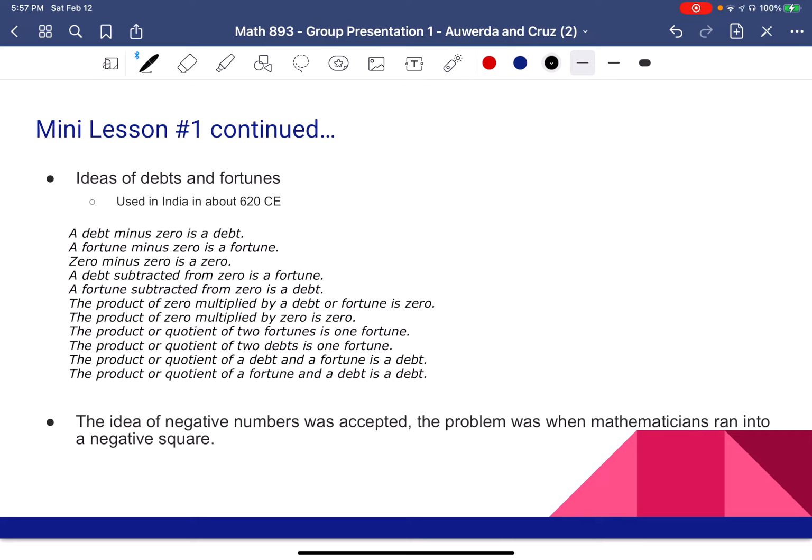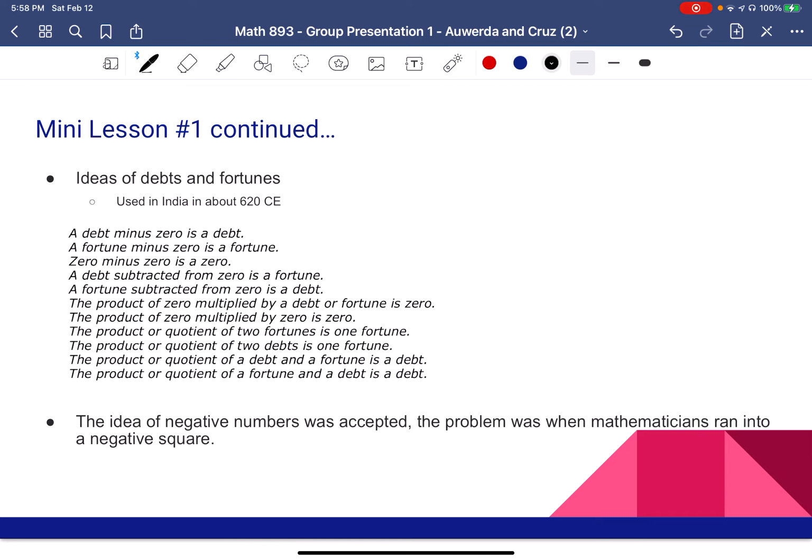In about 620 Common Era, in India, there was the idea of debts and fortunes for negative numbers, and that was accepted. There was a special negative notation by Brahmagupta, and I'm not sure, I couldn't find that notation, but there are some special rules that they came up with when dealing with positive and negative quantities, which are the same rules that we know of today. They're just written in mathematical notation.